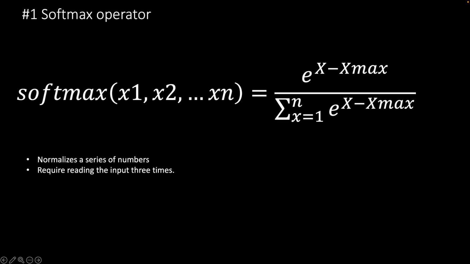So let's start with the softmax operator. The softmax operator is an operator that is applied on a series of numbers, finite, and it emits another series of numbers which is normalized, and it's of the exact same element count. All right, so in order to evaluate softmax, we need to do three passes on the data.